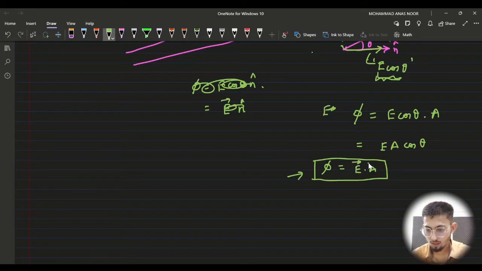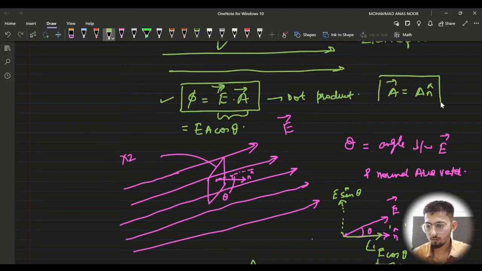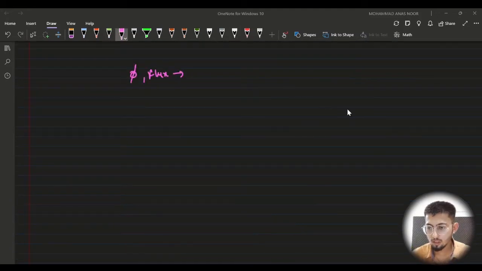I should mark an arrow to represent that it is a vector. The dot product is between two vectors, E and A. And what is the A vector? This is just A times a unit vector. It is the total number of electric field lines passing normally through that area A. It is important to mention normally to the area.